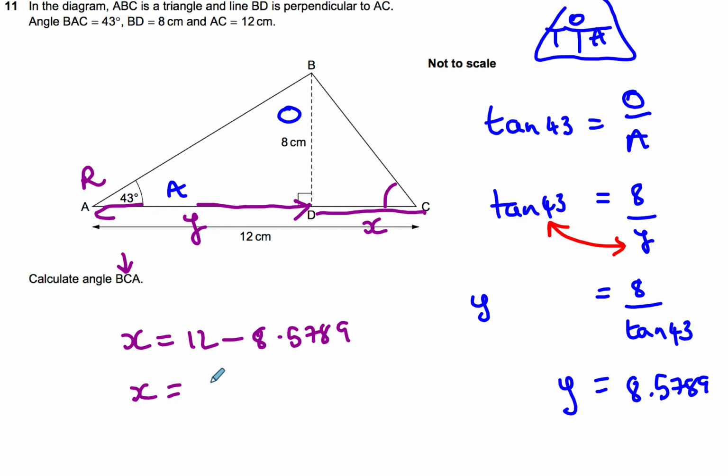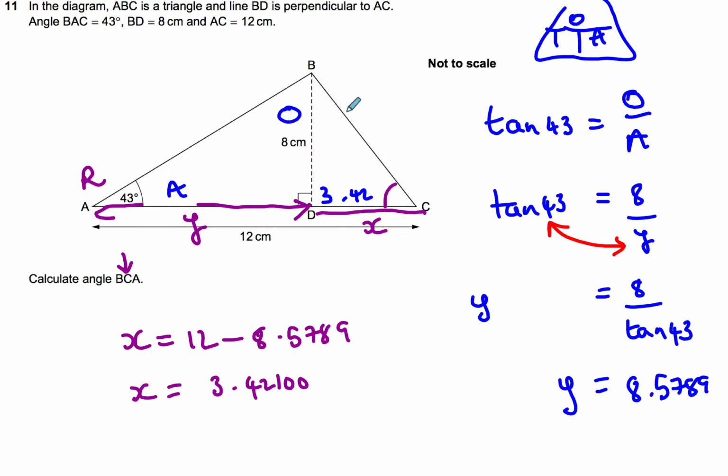Remember, you can use your answer button in your calculator, 3.42100, and there are other figures there. So now I know that this is 3.42. Let's round to 1 dp, 2 dp now.